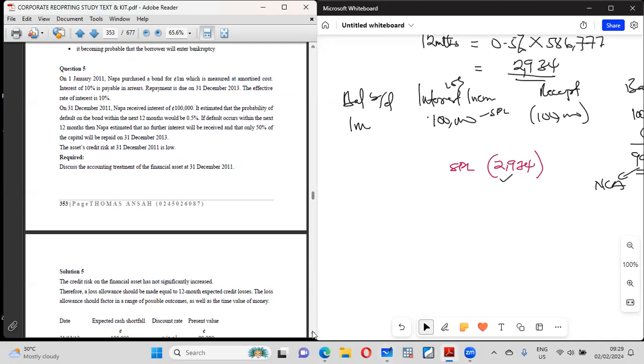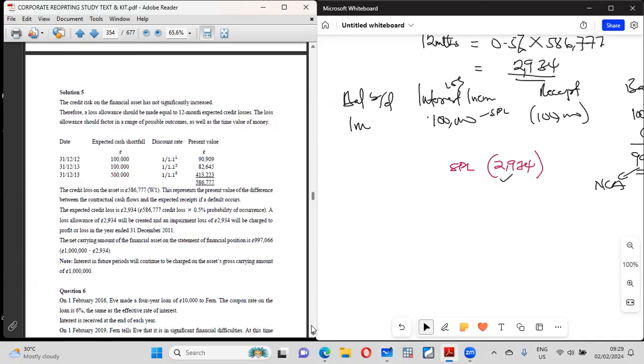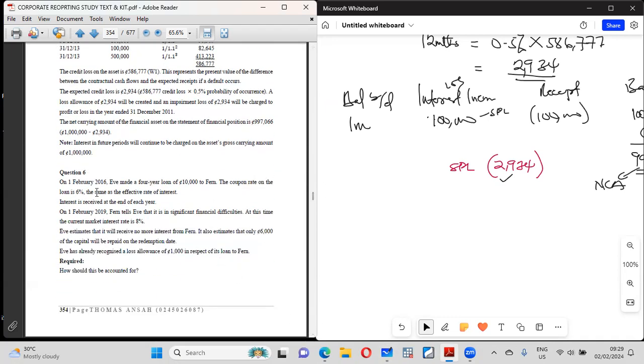So that is that, and these explanations have been done here for you to see. All right, so look at this question. In February 2016, Eve made a 4-year loan to Fen, so she has a receivable. The coupon rate is 6% and it is the same as the effective rate. The interest income is received at the end of each year.